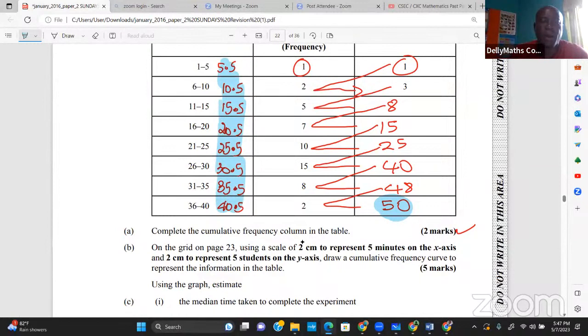When you're going to plot a cumulative frequency curve, it is plotted using the upper boundary and the cumulative frequency, right? The upper boundary and the cumulative frequency.